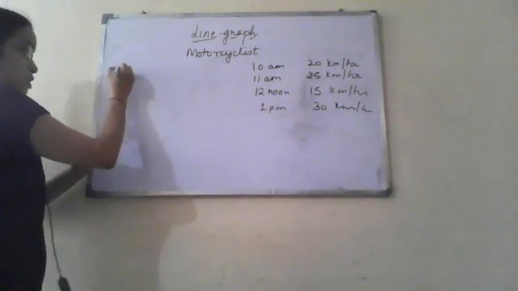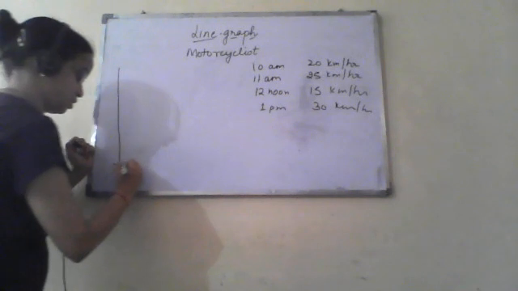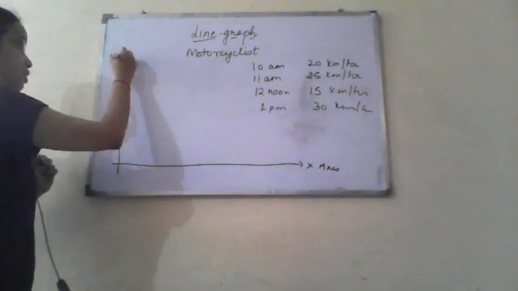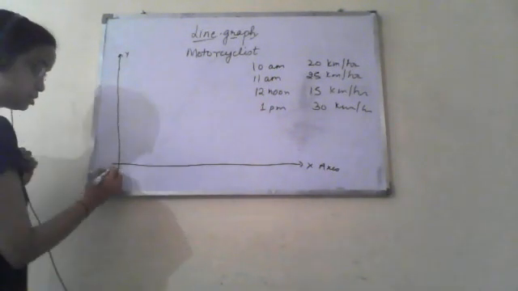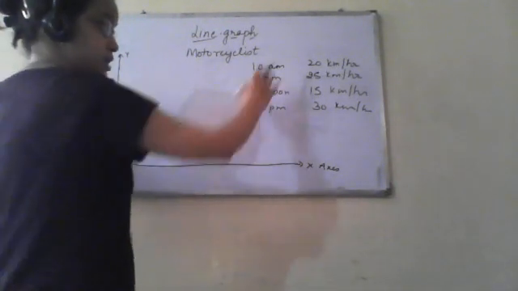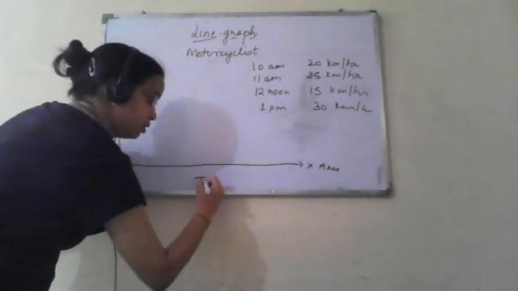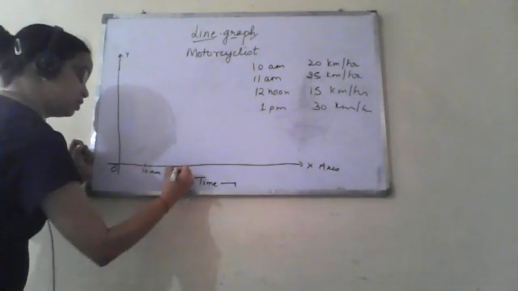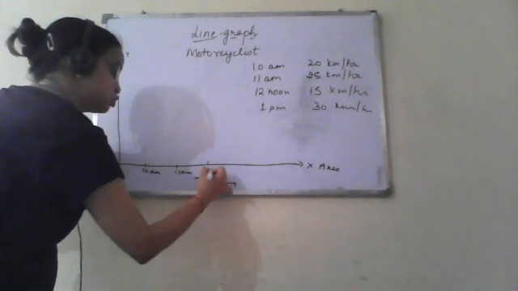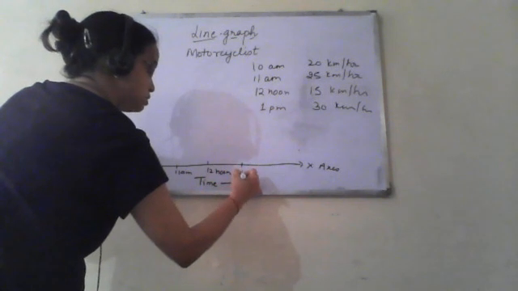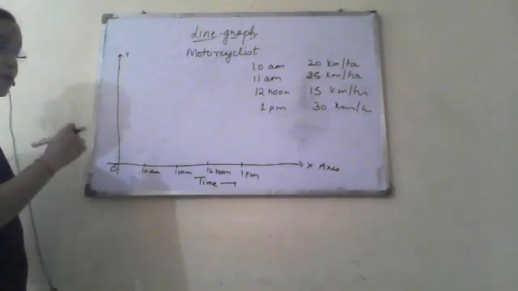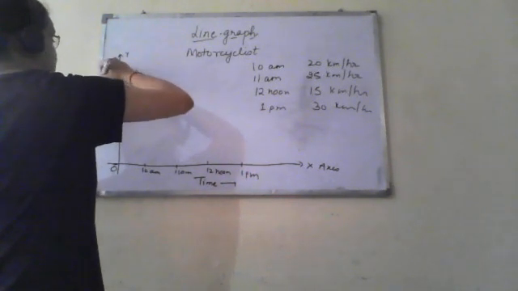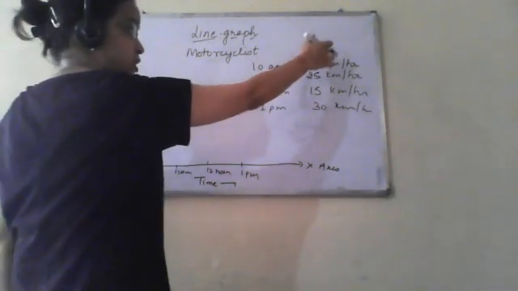Now how do we plot? This is our x-axis, and this is our y-axis, and this is the origin at the intersection point. Now on the x-axis we are taking the time. It is at 10 a.m. This is 11 a.m. This is 12 noon, and this is 1 p.m. Now on the y-axis we have to take the speed, and the speed unit will be kilometer per hour. So we have seen that these are 20, 25, 15.